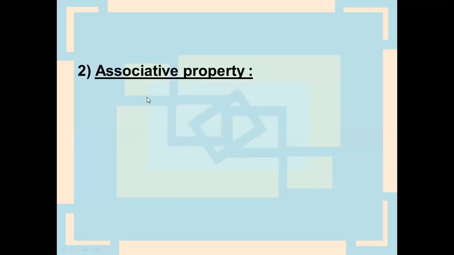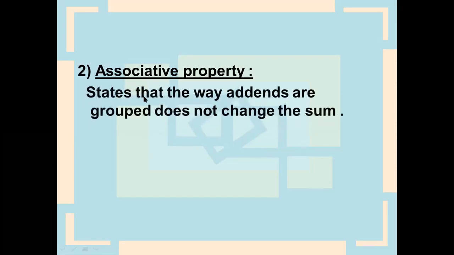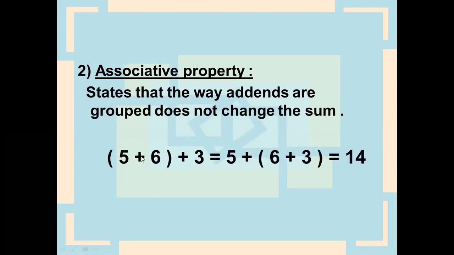The associative property states that the way addends are grouped doesn't change the sum. We use it when we have three numbers and we want to add them. We must start by finding the sum of two numbers and then add the result to the third. If we have 5 plus 6 plus 3, for example, and we start by adding the first two numbers, 5 plus 6 equals 11, and then we add 11 plus 3, the result will be 14.